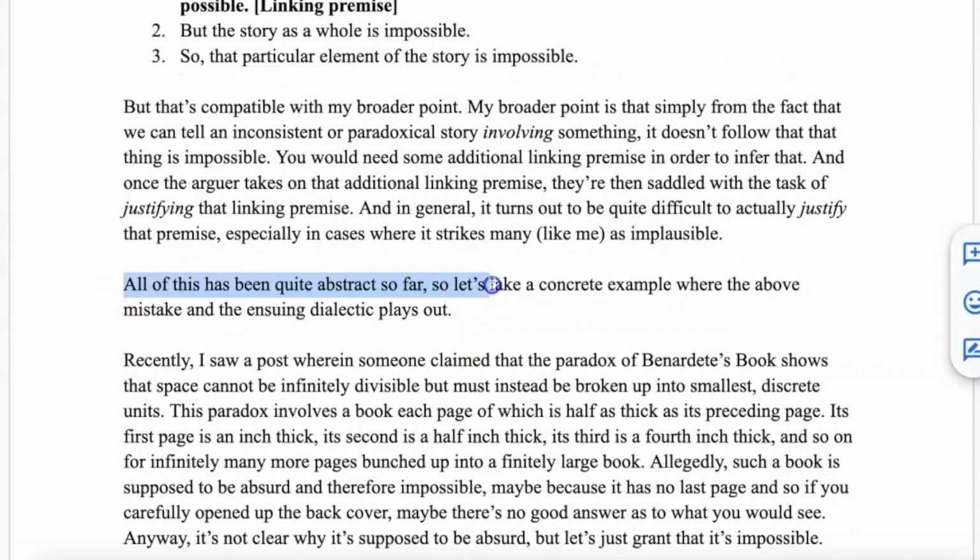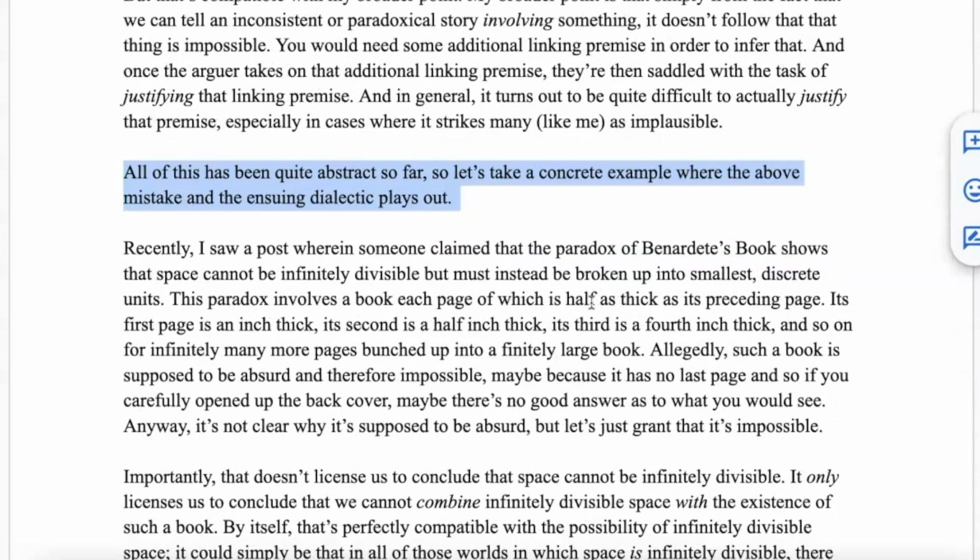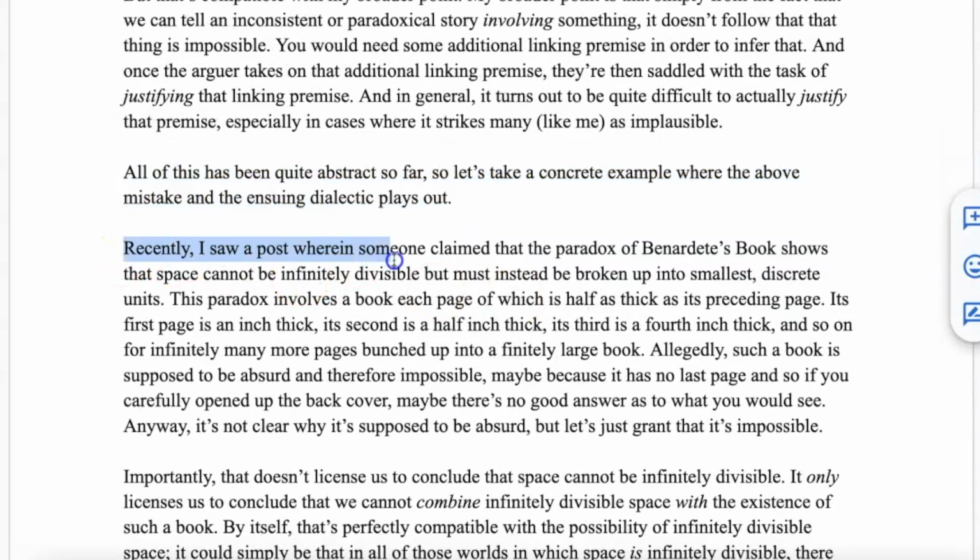So yeah, like I say here, all of this has been quite abstract so far, so let's take a concrete example where the above mistake and ensuing dialectic plays out. So recently I saw a post wherein someone claimed that the paradox of Benardete's book shows that space cannot be infinitely divisible, but must instead be broken up into smallest discrete units.